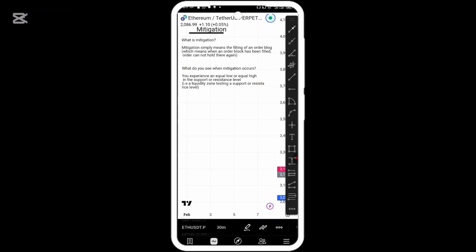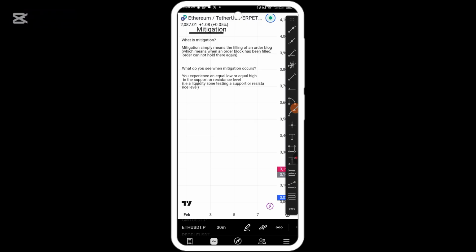Let me just pardon me out so that you guys can be on the same page with me, which is this one here. So what do you see when mitigation occurs? Like, what do you see on a chart? If you see mitigation, how do you know this is mitigation? Okay, now what do you see? You experience an equal low or high in the support or resistance level. That is, in essence rather, a liquidity zone testing a support and a resistance level. That is a liquidity.